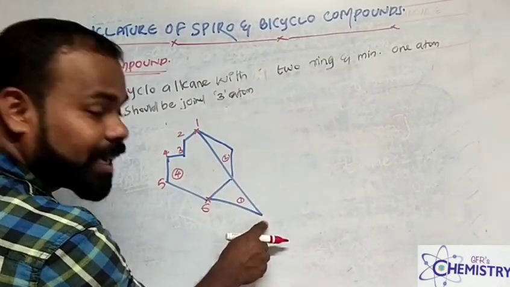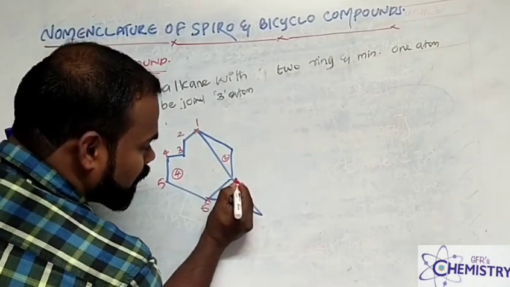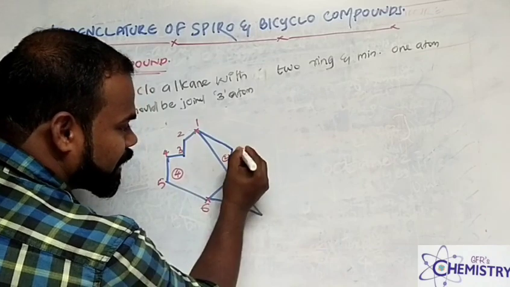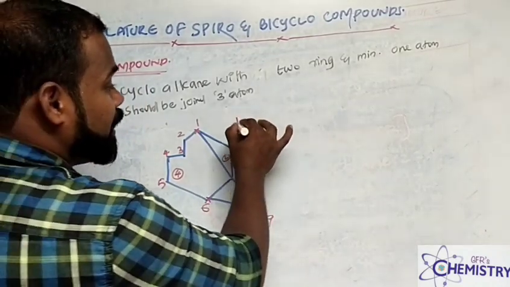After that, don't go here. Listen, here only 1, here 2. Then this backside carbon is 7, here 8. This one will be 9. Then naming time.